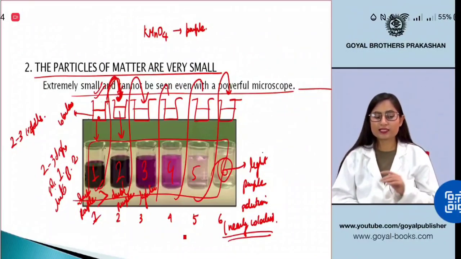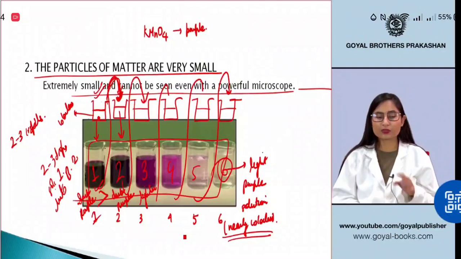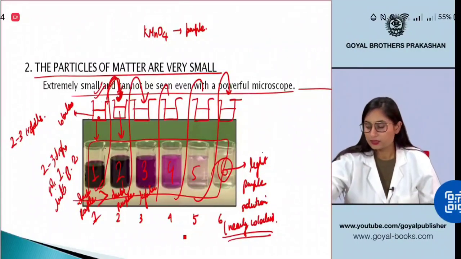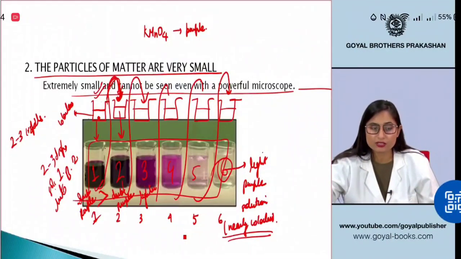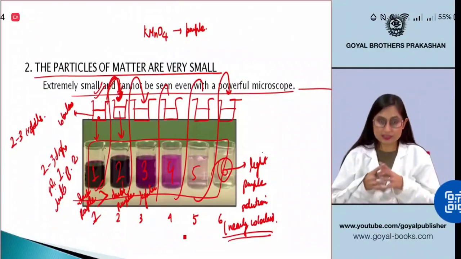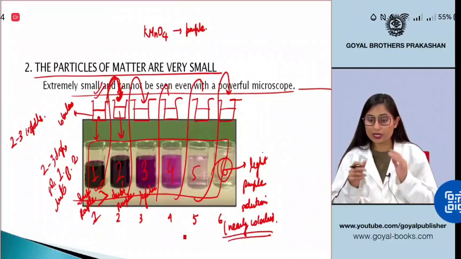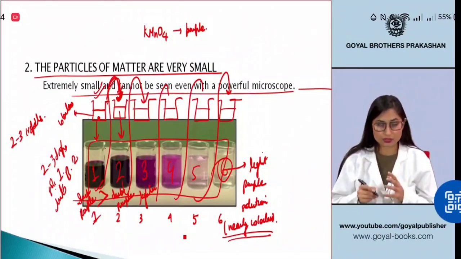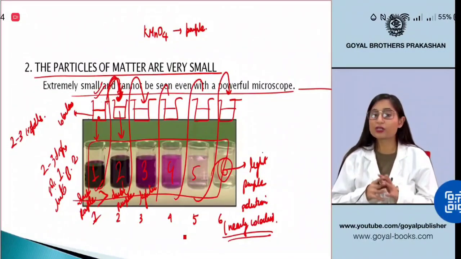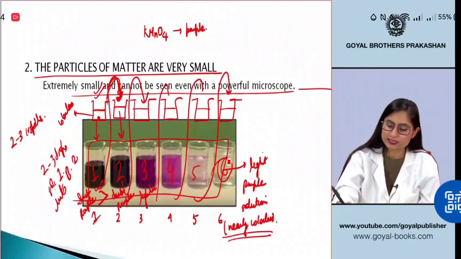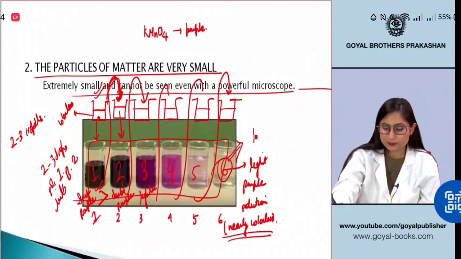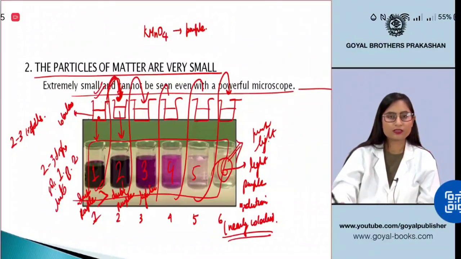From the above observations, it can be concluded that the particles of matter are very small. They are so small that they are not visible to unaided eyes, correct? So the conclusion can be easily drawn. In the above activity, we have seen that the purple color does not disappear altogether, though it becomes lighter with each dilution. It has not disappeared though, right? You can see that this is still a solution which is pink colored, but it is very light, correct?